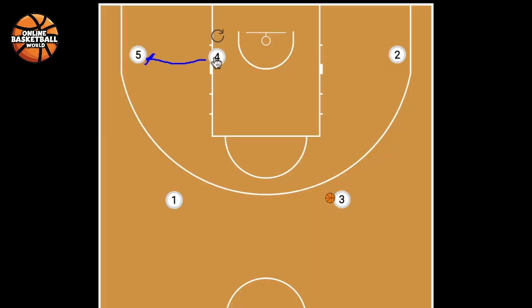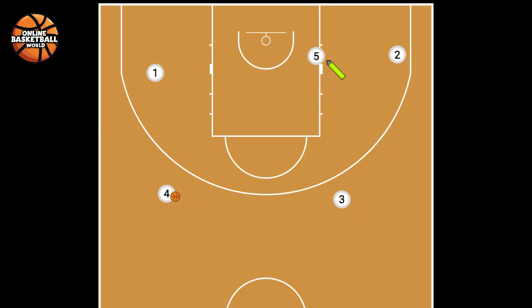Now number 4 comes and sets that screen for number 5. Number 5 comes off the screen. We can look to get them a pass, but if they don't get the pass, that's okay. They're going to continue moving. Number 1 comes down here and sets a screen for number 4. Number 4 comes off the screen, right? And now we are completely reset into our flex motion offense.